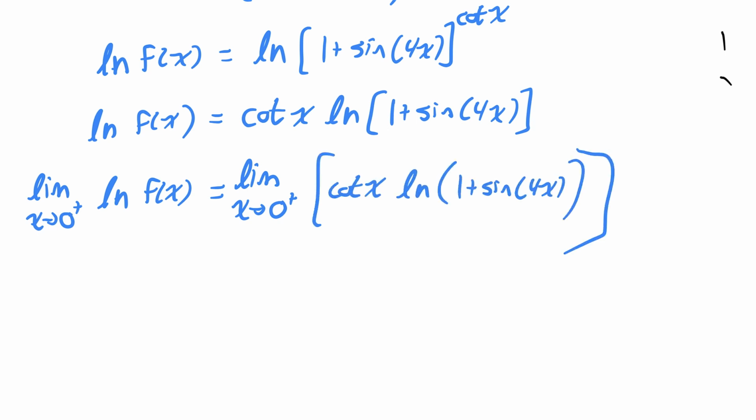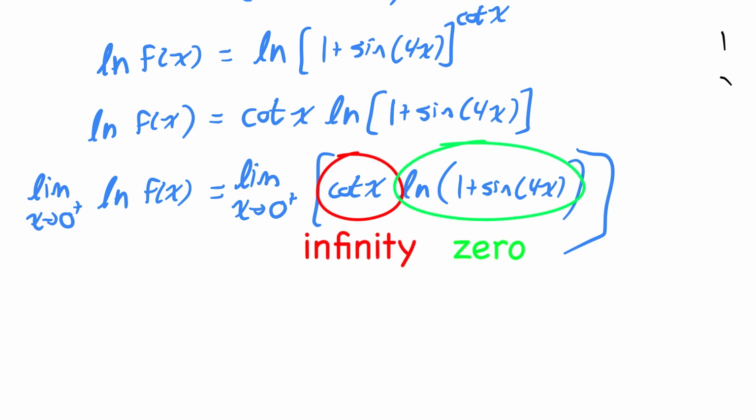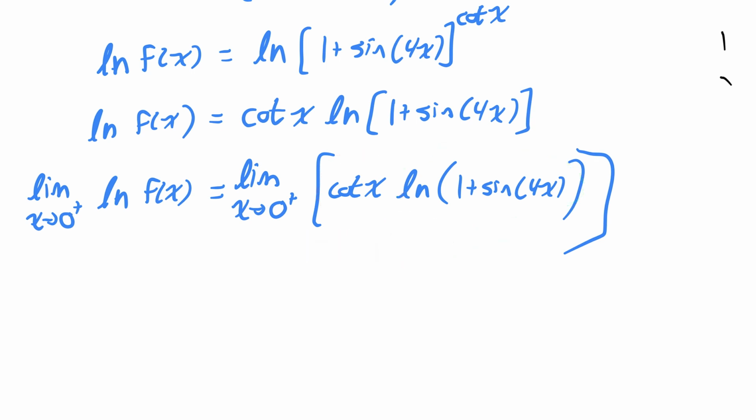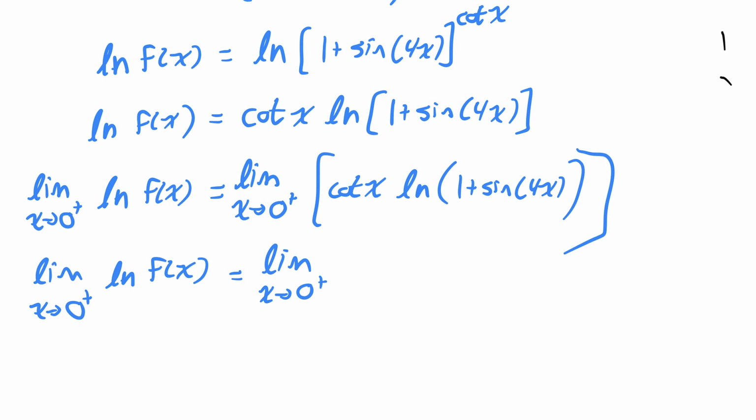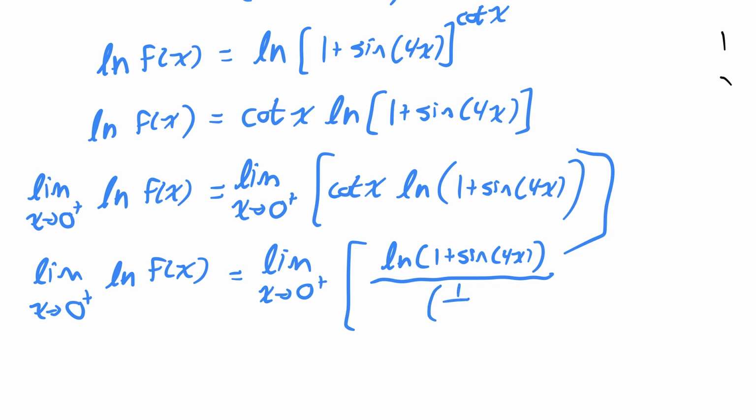Now on the right side of this equation, I would have indeterminate form of infinity times 0, and we learned in a previous example that if I rewrite the product as a quotient, I may be able to use L'Hopital's rule. So I'm going to rewrite cotangent x times ln of 1 plus sine 4x as ln of 1 plus sine of 4x divided by 1 over cotangent x. And 1 over cotangent x just means the reciprocal of cotangent, which is tangent. So instead of writing 1 over cotangent, I'm just going to write tangent.